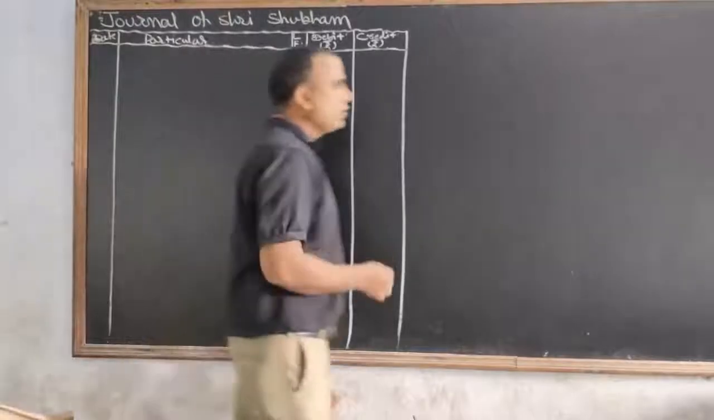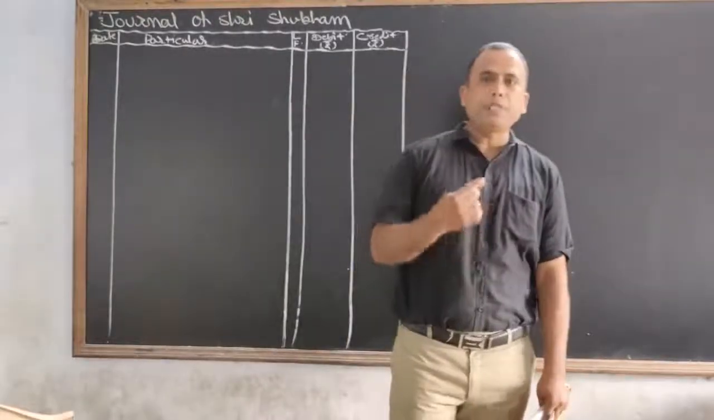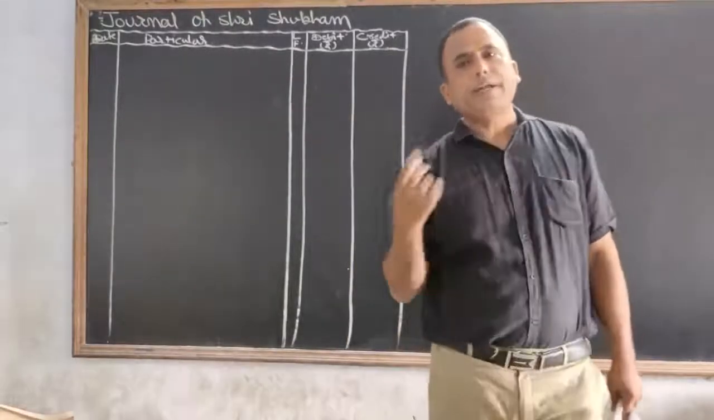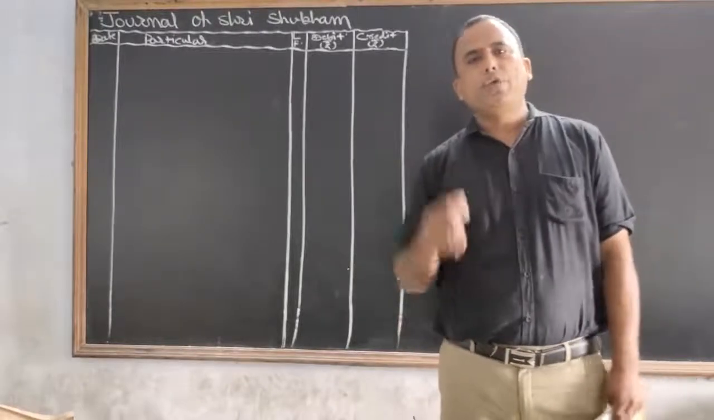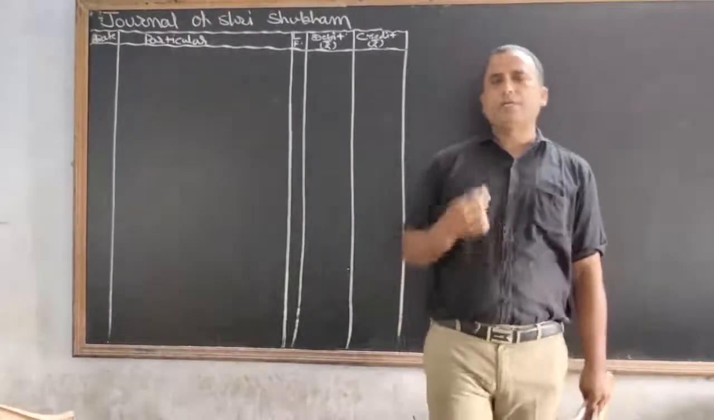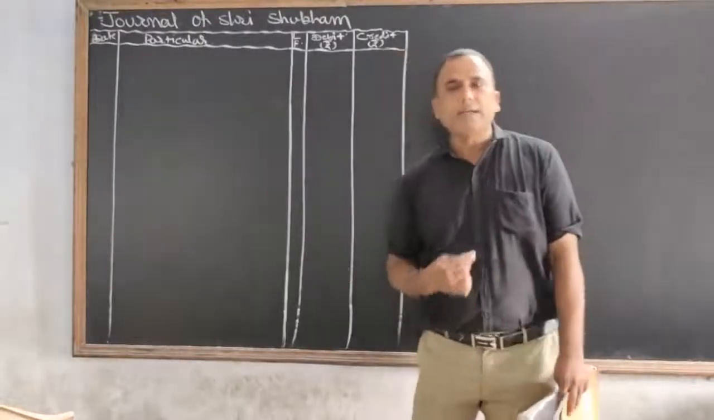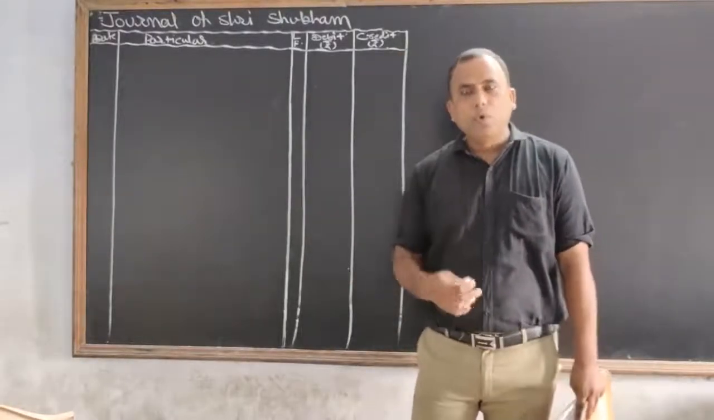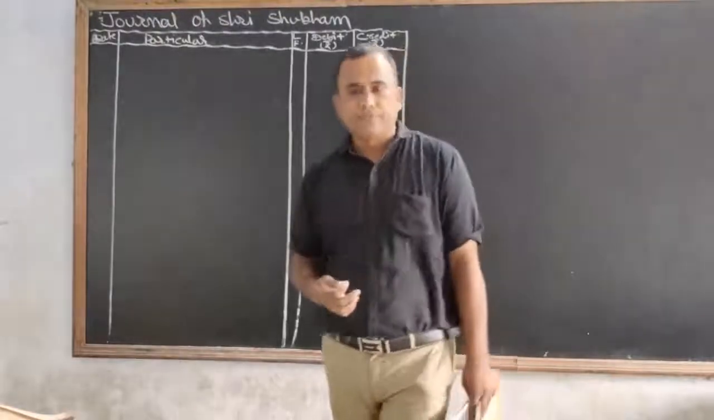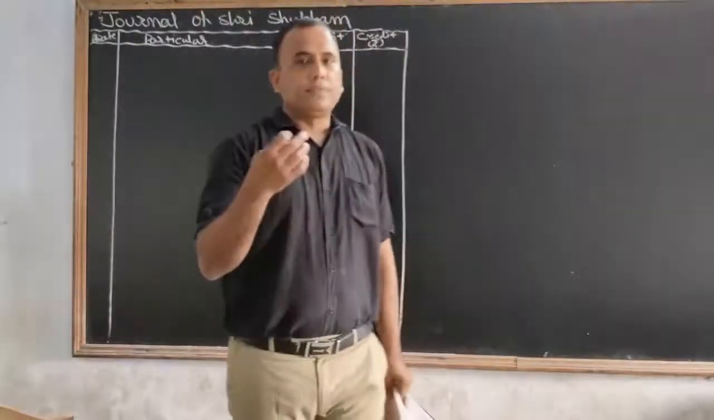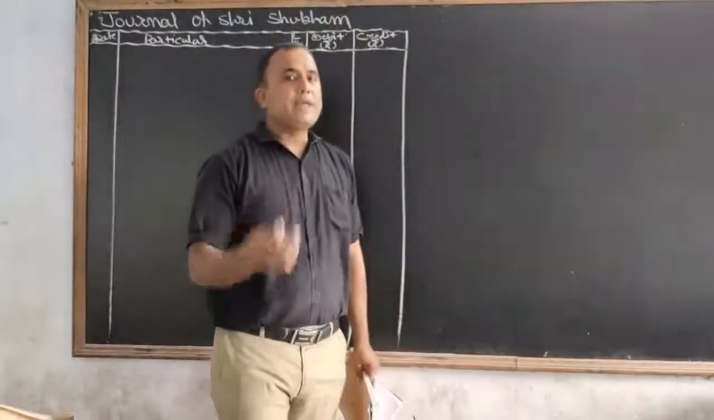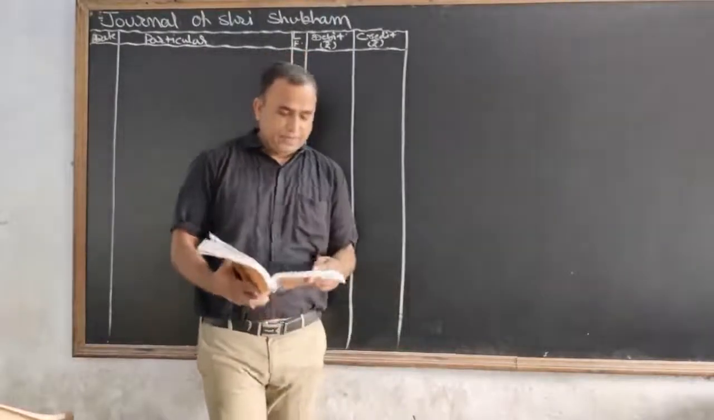Generally, there are two types of journal entry. Simple journal entry, that means when only two accounts are affected, that is known as a simple journal entry. Combined journal entry, that means when more than two accounts are affected, that is known as a combined journal entry.